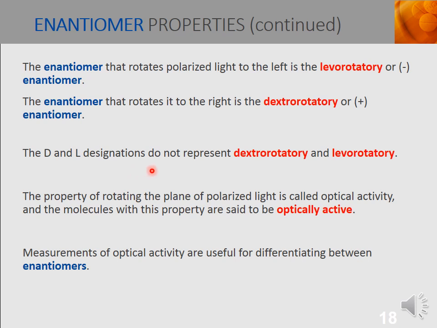The property of rotating the plane of polarized light is called optical activity, and molecules with this property are said to be optically active. Measurements of optical activity are useful for differentiating between enantiomers. These are properties of enantiomers.